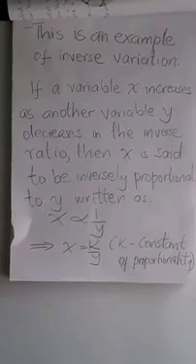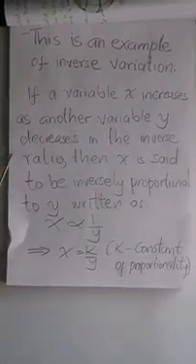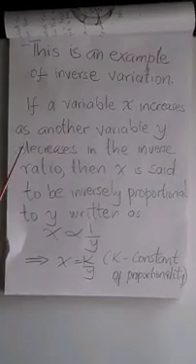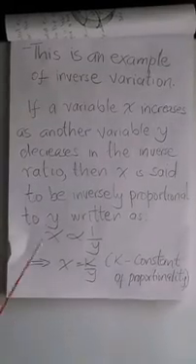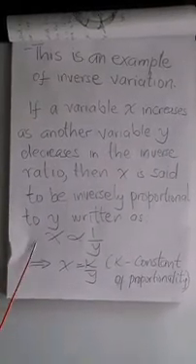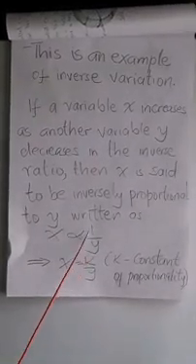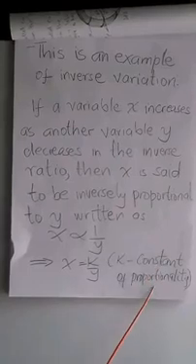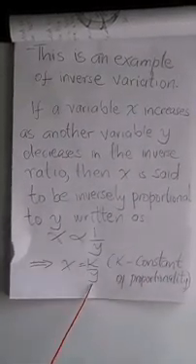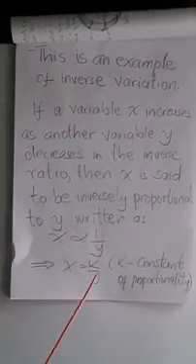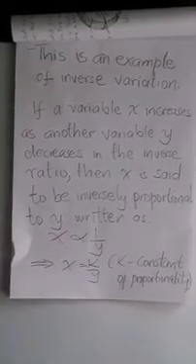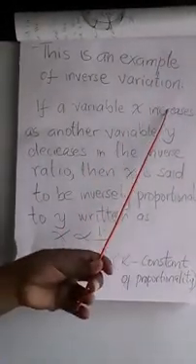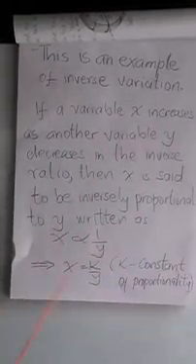If a variable x increases as another variable y decreases in the inverse ratio, then x is said to be inversely proportional to y, written like this. X varies inversely, reciprocal, inversely. If that be the case, then we introduce a constant k, the constant of proportionality, as x equals k over y. So inverse variation, written like this, introducing k, we come up with the general relationship. The vice versa is true. What we mean again is that if this is increasing and that is decreasing, it can also be decreasing and increasing.